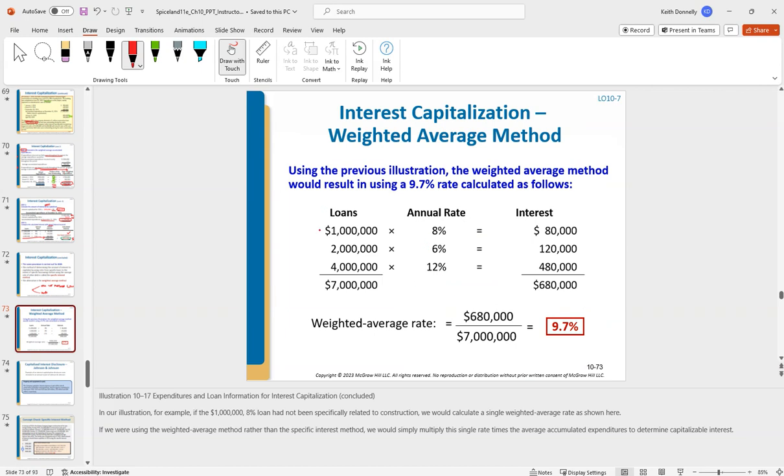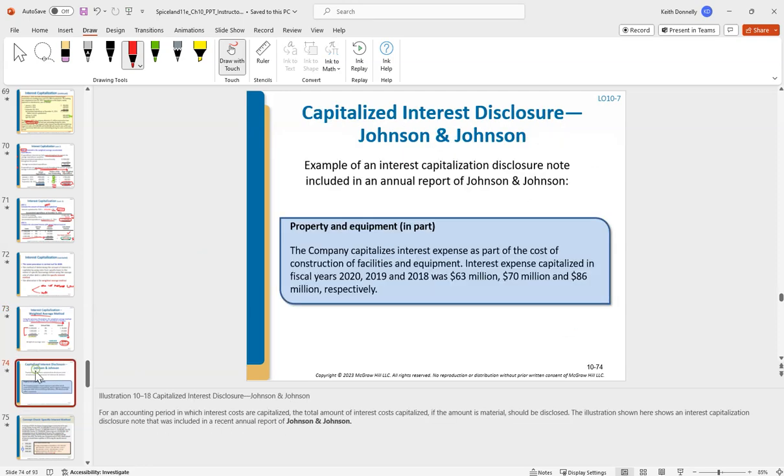So what we do here is we look at all our debt under the weighted average method, figure out the interest on it, foot that, and then essentially take what we calculated, the 680, divided by the amount we have outstanding. That gets us 9.7%. It says then you would simply multiply this rate, the 9.7%, times the average accumulated expenditures. That will tell you how much interest you capitalize. Okay, different little framework there.